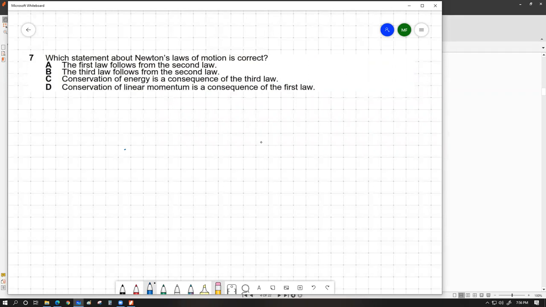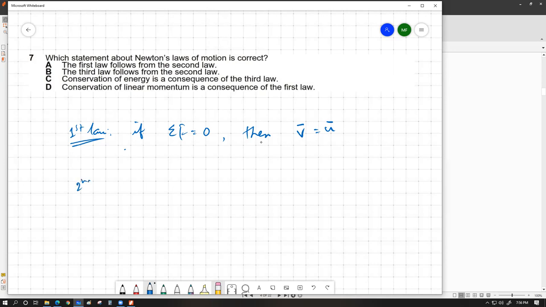The first law actually tells us that if the resultant force on any object is zero, then final velocity equals initial velocity. This is the most concise expression of Newton's first law for any object.